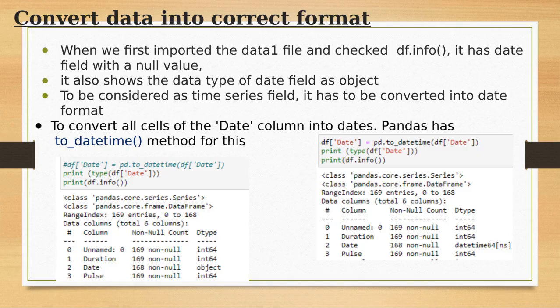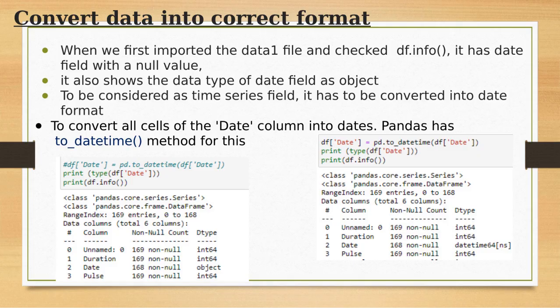When a date is stored as text, we cannot easily perform date-related operations such as sorting records by date, filtering data by month or year, calculating the difference between two dates, and creating time series visualizations. To solve this problem, Pandas provides the pd.to_datetime function. We can convert the date column into a proper datetime format using this function.